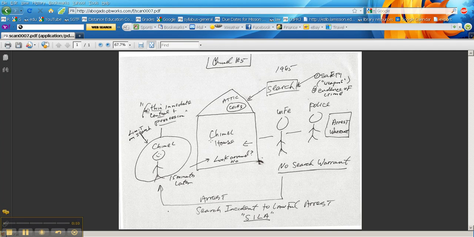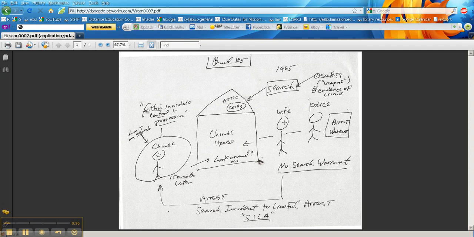Notice that we have a house right here owned by Chimel. The police had reason to believe that the husband, Chimel, had engaged in a robbery of coins, of a coin shop, and that he had located the stolen goods in his house. So the police showed up with an arrest warrant, not a search warrant. Reason to believe that he had committed the crime. They were going to arrest him.